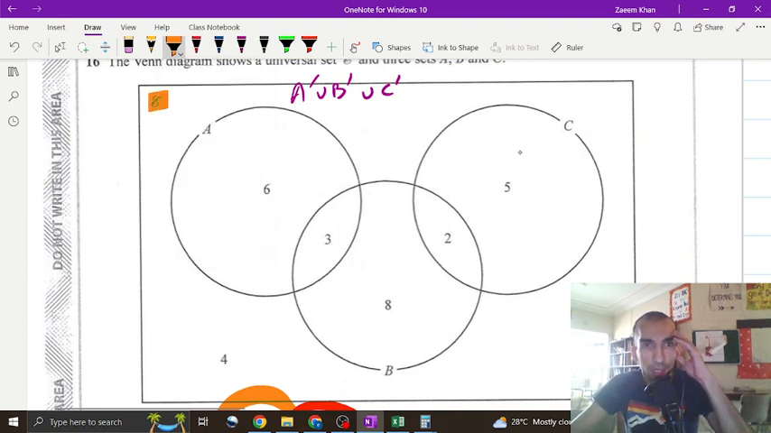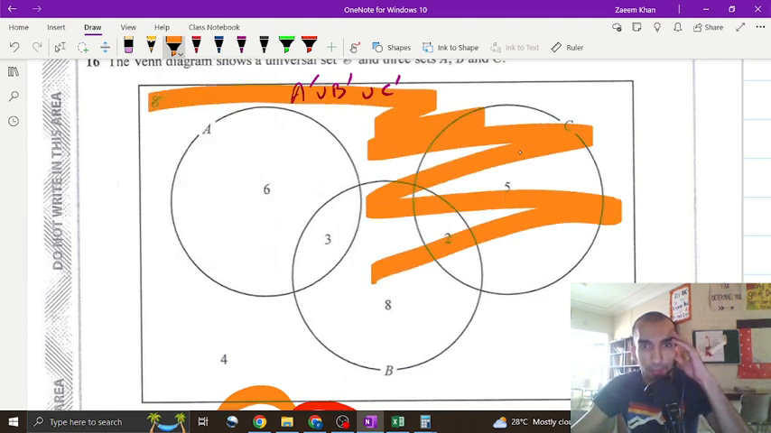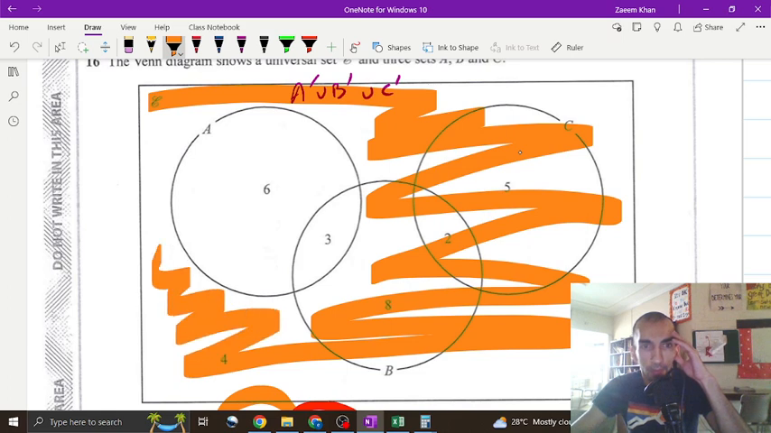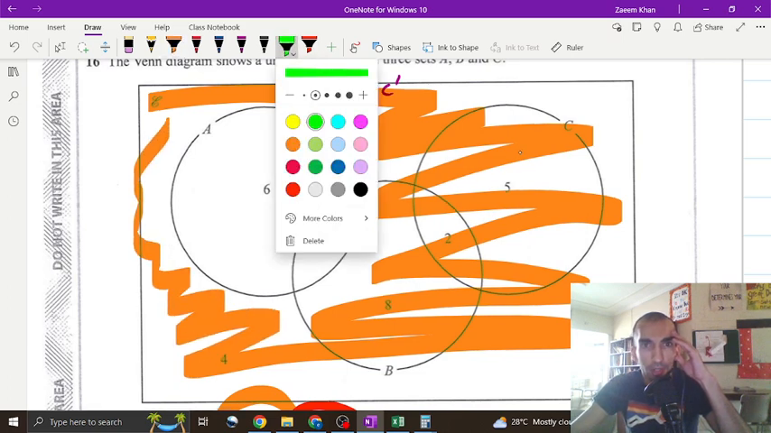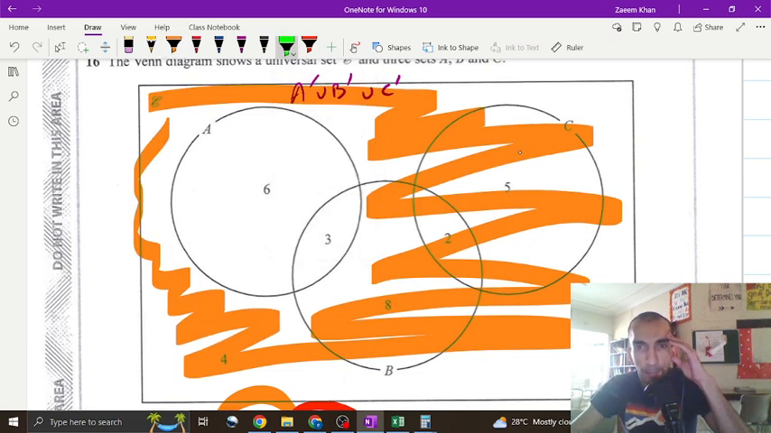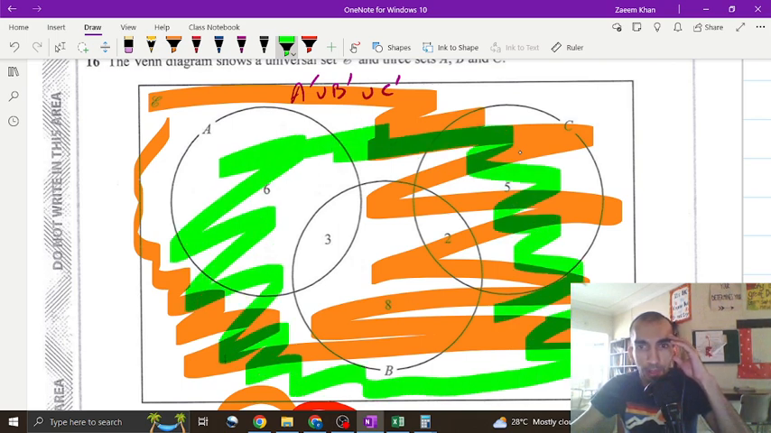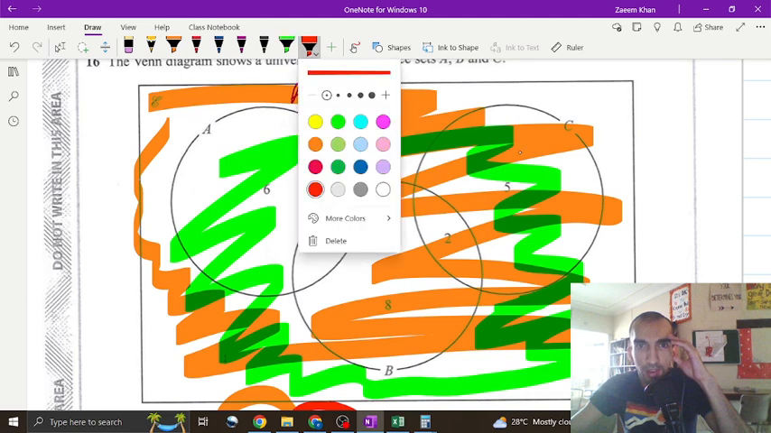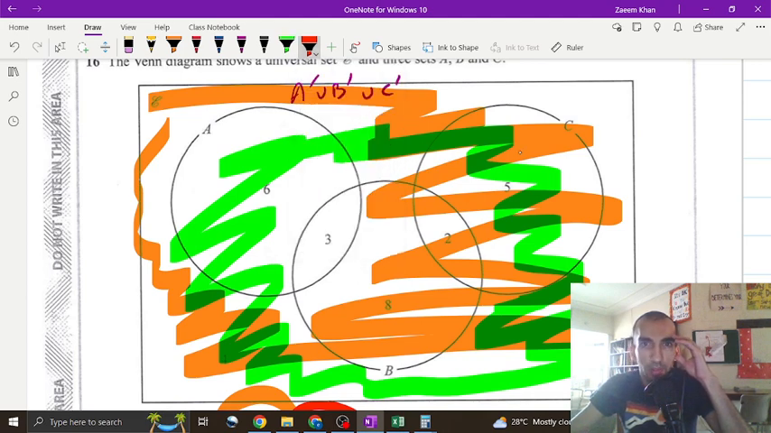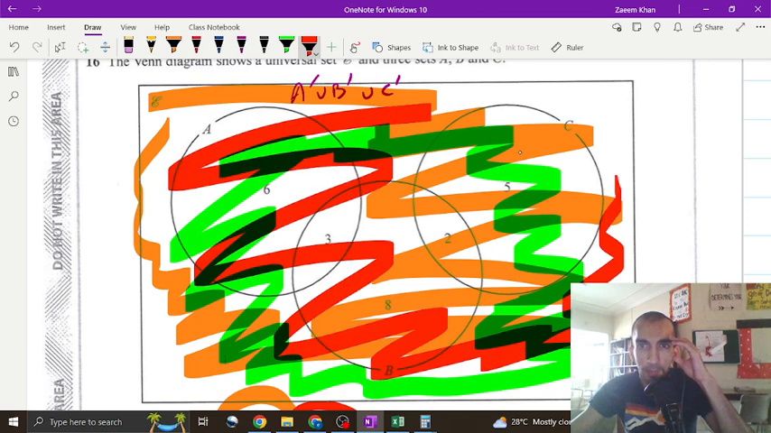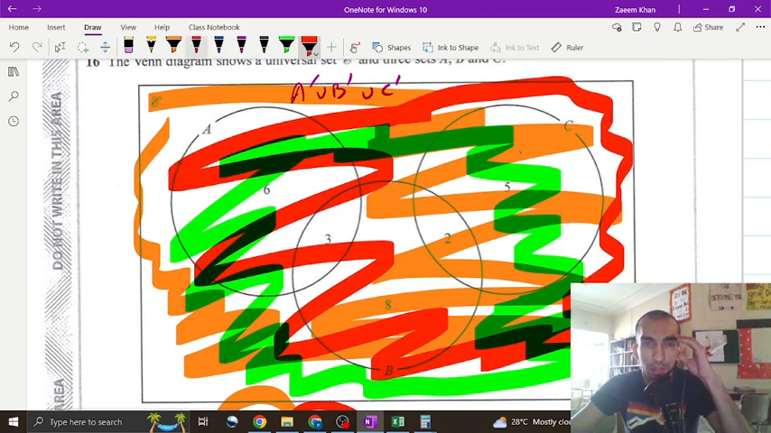Everything outside of A is this part. Everything outside of B is this region over here. I'm expecting a correct answer from you, because this is the last part. We'll have to move on to the next part. And everything outside of C is going to be here. The question says combine all of those together and tell me the number of elements there.